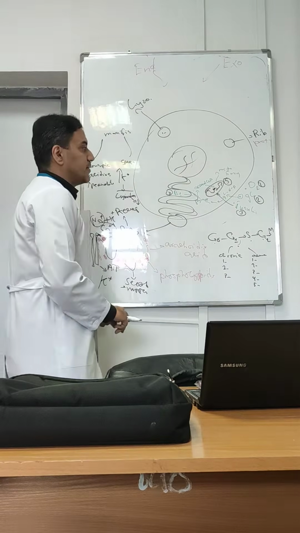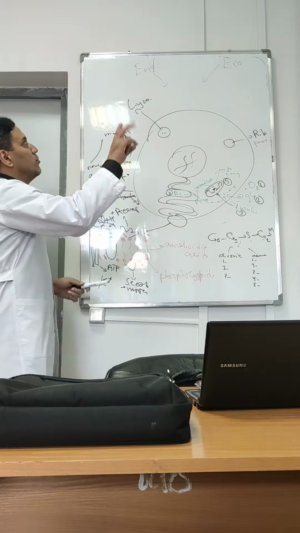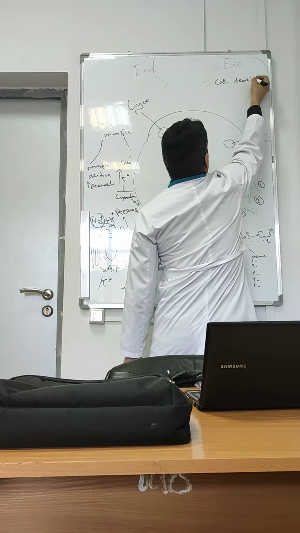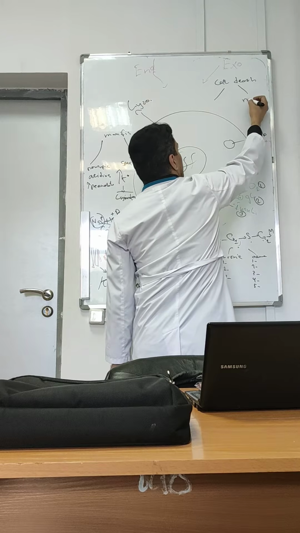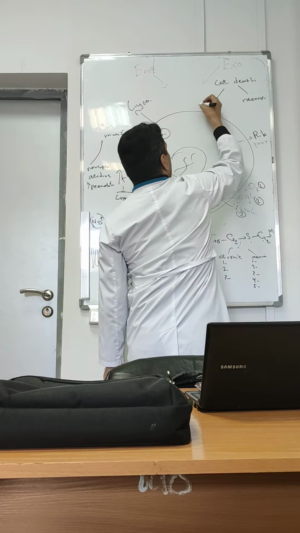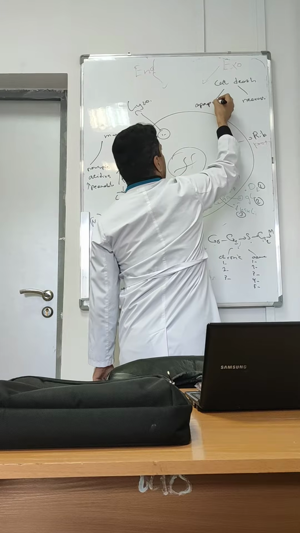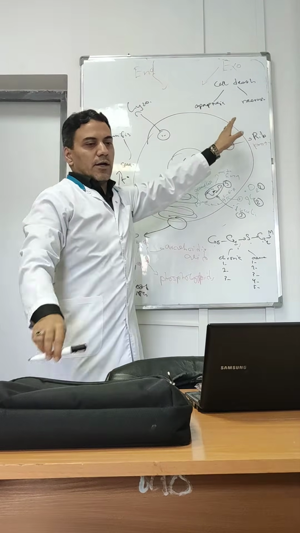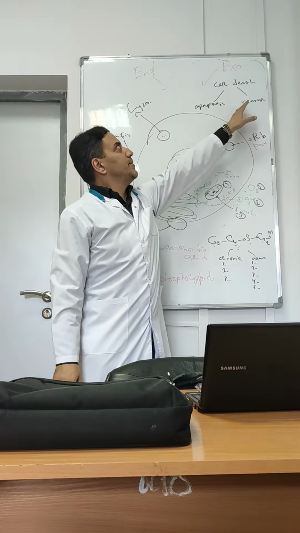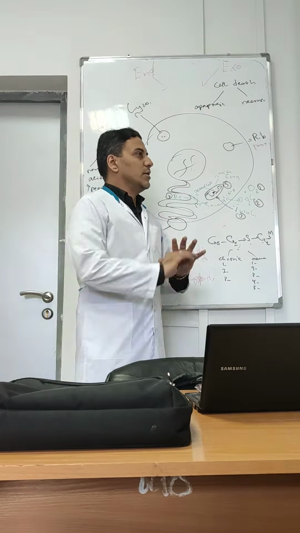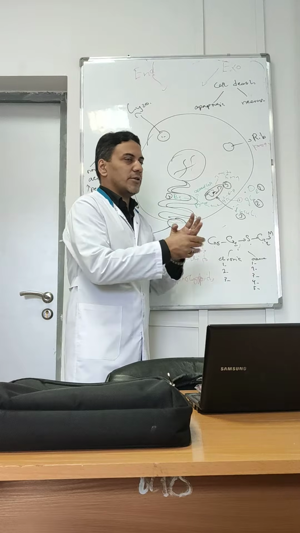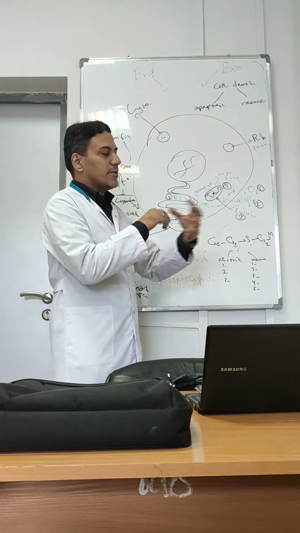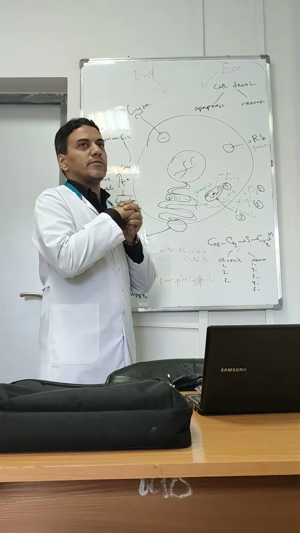Next, types of cell death. We know there are two types of cell death: necrosis and apoptosis. The difference between them: necrosis is a consequence of damage, inflammation, dystrophy, atrophy. Apoptosis is a normal cell death. It means programmed cell death.